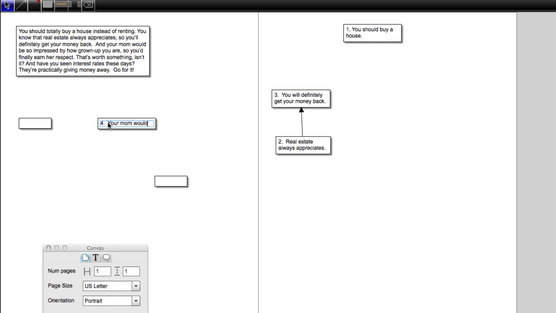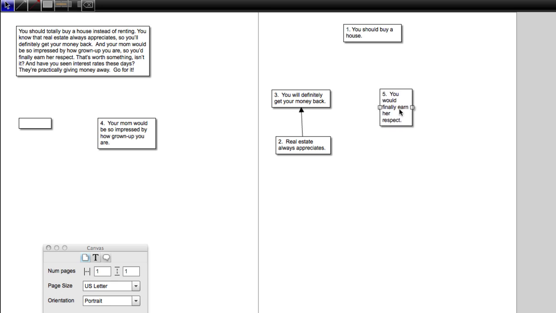4. Your mom would be so impressed by how grown up you are. That's one claim. Okay. And another claim. You would finally earn her respect. Again, I'm seeing a relationship of evidence here. Why should the listener believe that they would earn their mother's respect? Because the mom would be so impressed by how grown up you are. So there's another sub-argument here.